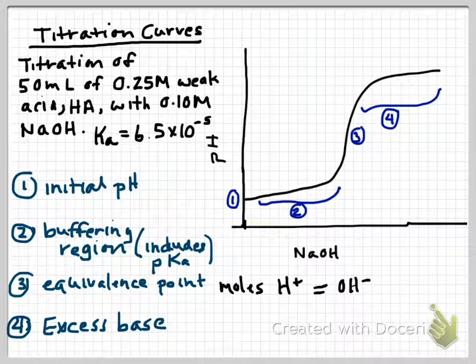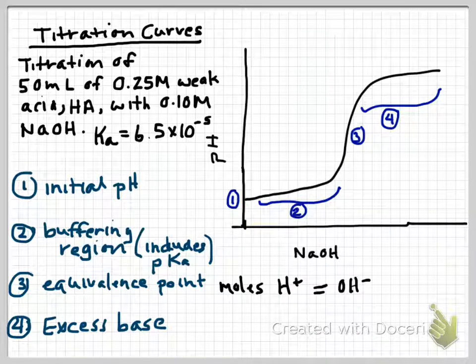Hi, in this video we'll be looking at the calculations required to determine the pH over a range of volumes in a titration curve. I'm showing a classical titration curve. In this case I'm showing a strong base, NaOH, titrating a weak acid, which I have identified just as HA for this example.